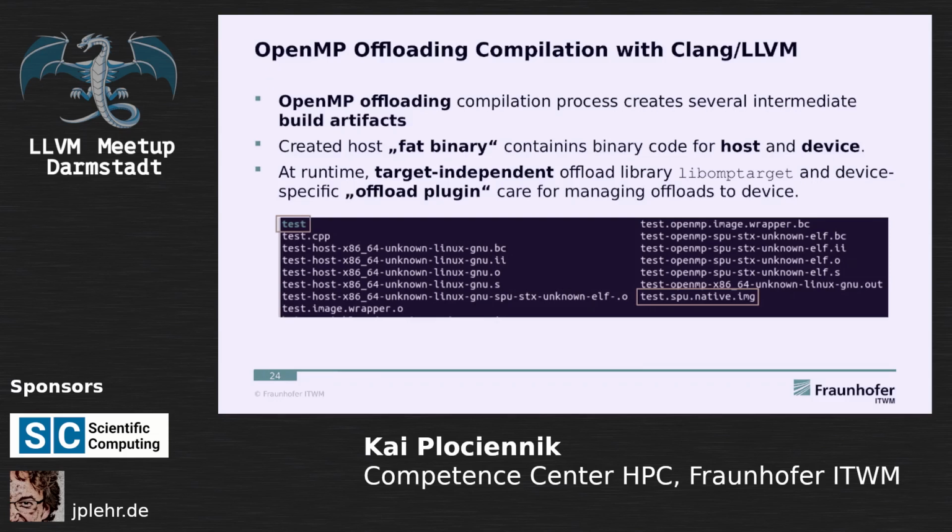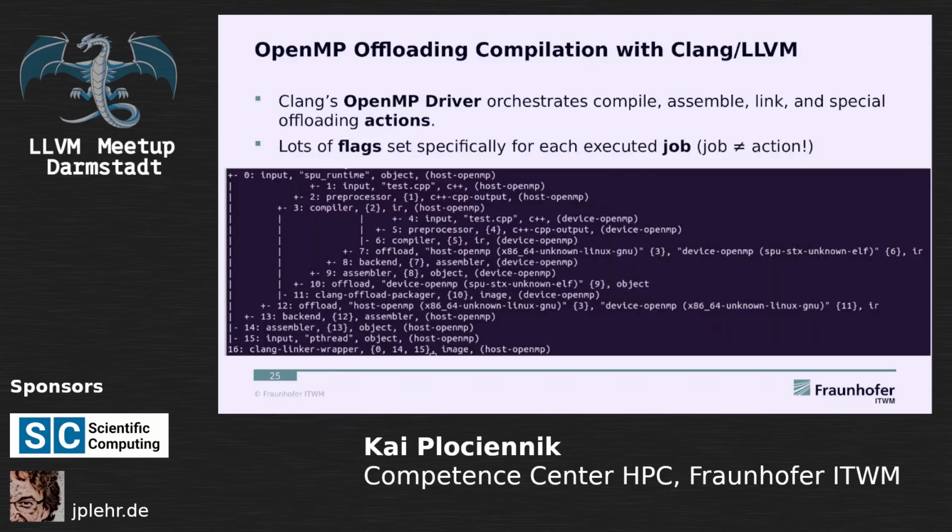And how do you instrument all of this? Well, in Clang, there's something called the OpenMP driver. It orchestrates all the necessary compile, assemble, link, and special offloading actions you need to do to get, in the end, down here via the Clang linker wrapper, the final fat binary for the host. I don't want to go into the details here, but as you see, the test.cpp input goes into the preprocessor, and then IR is generated for the host, but the same is done also for the device, and then everything is processed through this tree.